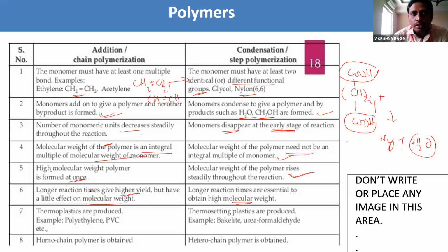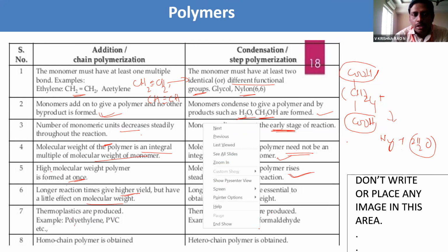Thermoplastic resins: this is addition polymerization, and we will discuss the next topic, plastics. We need to discuss what thermoplastics and thermosetting plastics are. Thermoplastics, for example polythene and PVC (polyvinyl chloride), are produced by addition or chain polymerization. Thermosetting plastics, for example bakelite and urea formaldehyde, are produced differently.